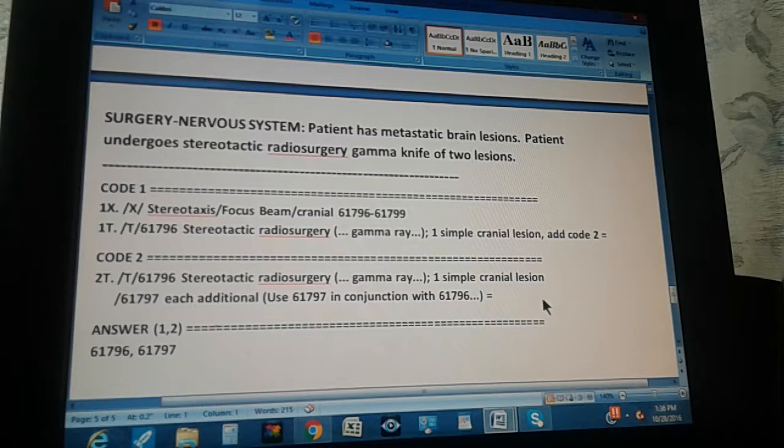So for a second lesion, if you go just underneath the code, you're going to find the code for the second lesion. The code number 2 is found like this. First, you go to tabular. You're in tabular already with the first one. And for the second one, you go back to 61796. You're looking at that code, and if you go below one line, what do you find? 61797. What does it say? It says each additional lesion.